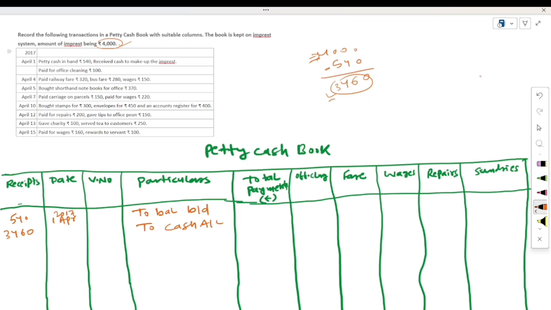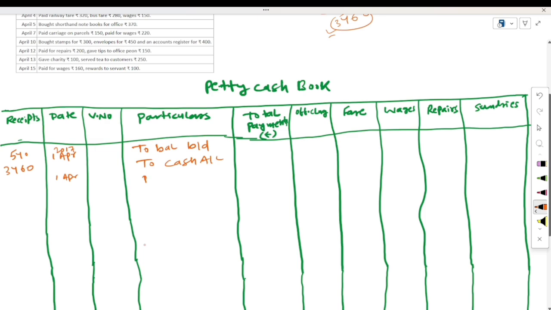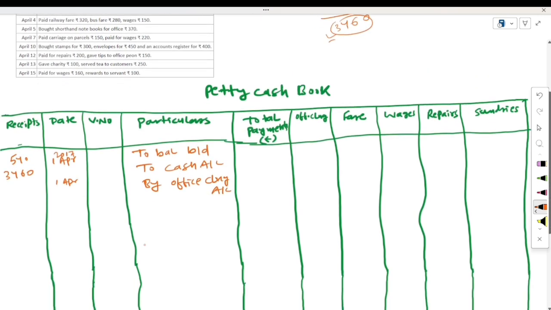Now what do we have to do? We have to make the payments. Paid for office cleaning, 100. You will write the date and make the payment. On 1st April, we make the payment for office cleaning, 100 rupees. In the office cleaning column we show 100 rupees, and because this is the total payment column, we also show the amount in the total payment column, as well as in the respective amount column.